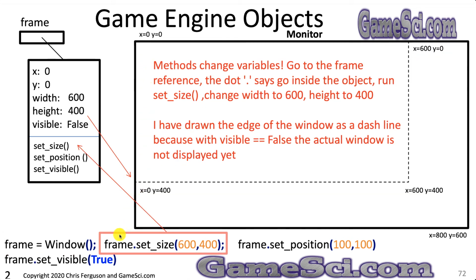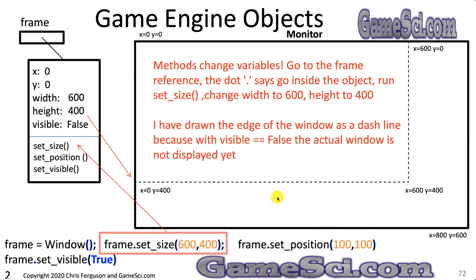Go to the frame reference down here. The dot says go inside this object and run the setSize method. Change the size of the window to 600 by 400 and you can see the data shows up in width and height. I've drawn the edge of the window as a dashed line because visible is set to false. The actual window is not displayed yet. So a 600 by 400 window would cover roughly this area on the screen.